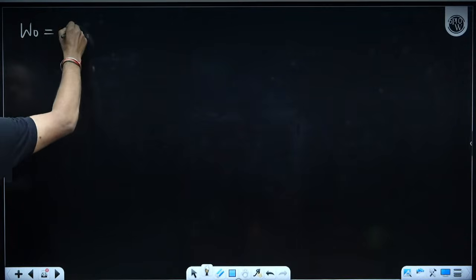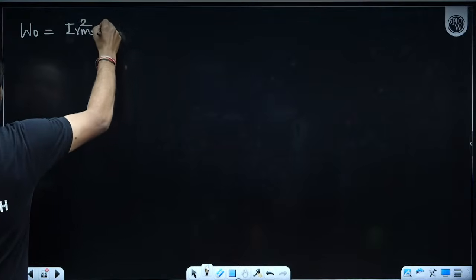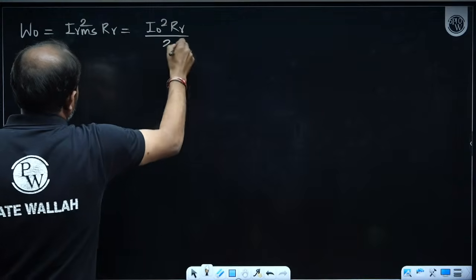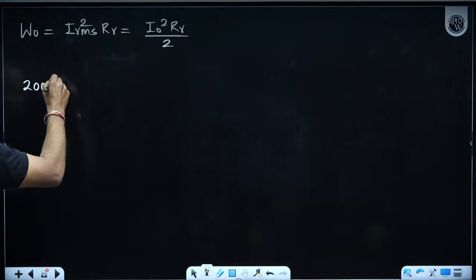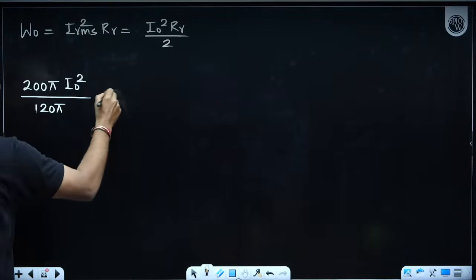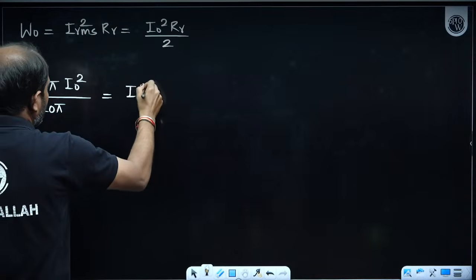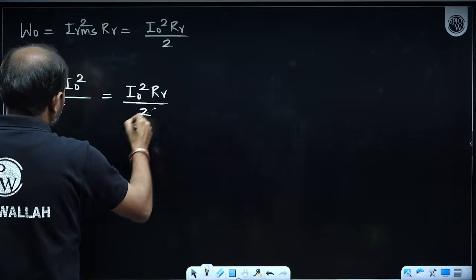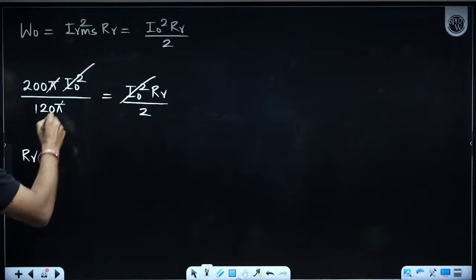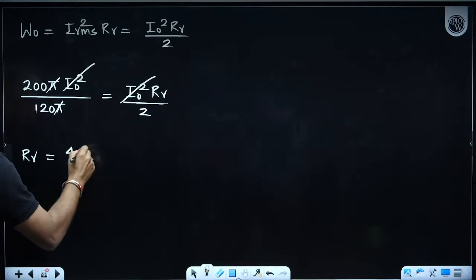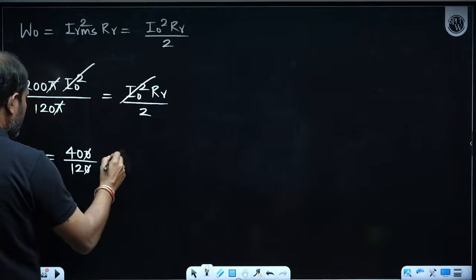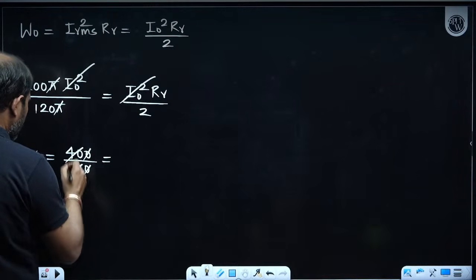W naught is equal to I RMS square into RR, that is I naught square into RR divided by 2. So 200 pi I naught square upon 120 pi equals I naught square RR divided by 2. So I naught will be cancelled. So RR will be equal to 400 divided by 120, so 10 by 3 ohm.